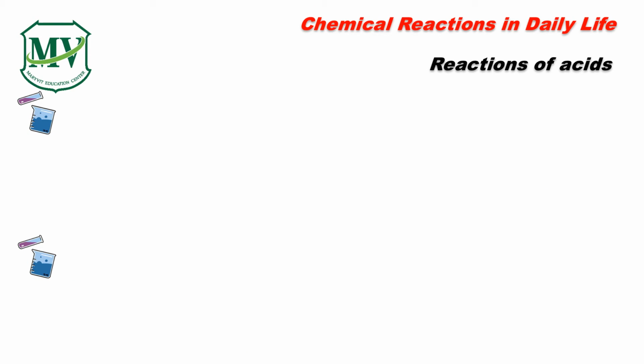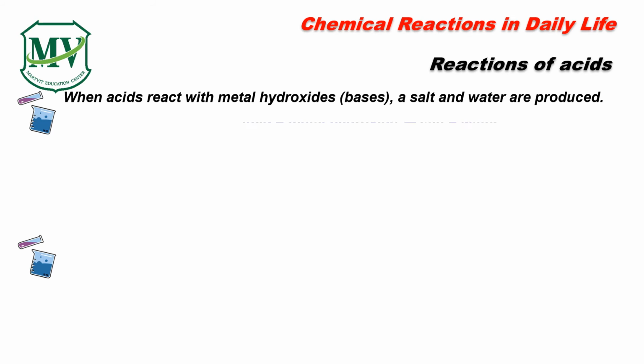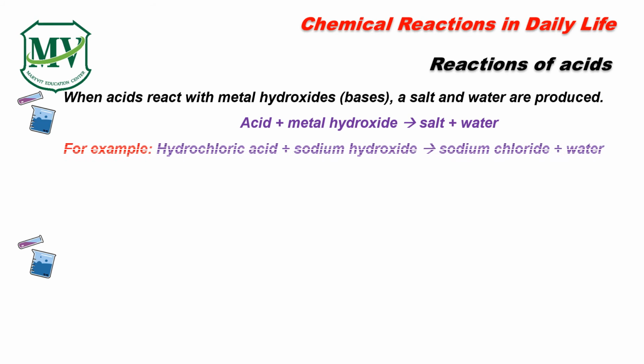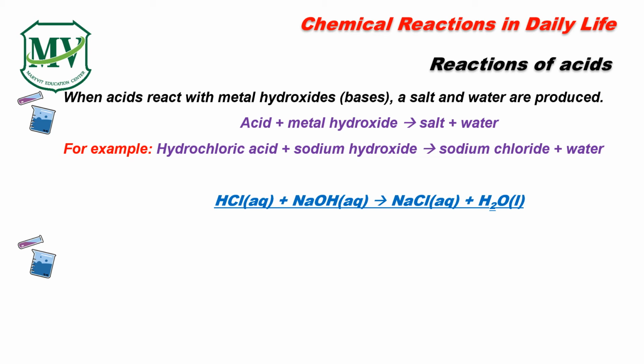Salt and water are produced when acids react with metal hydroxides. Metal hydroxides are bases because they neutralize acids. An example of an acid reacting to a metal hydroxide is when hydrochloric acid reacts with sodium hydroxide to form sodium chloride and water.